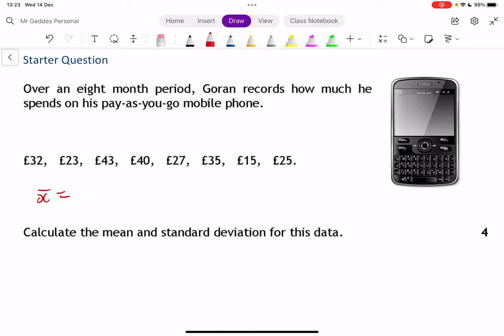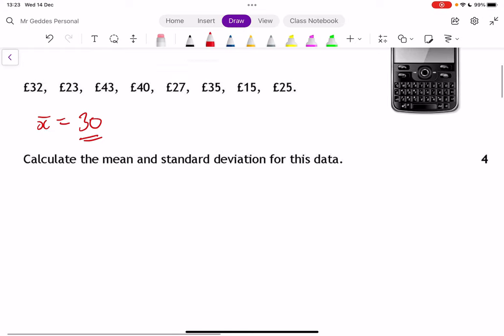So I'm going to do 32 plus 23 plus 43 plus 40 plus 27 plus 35 plus 15 plus 25. And how many are there? Divide by 8. So I'm getting 1 mark for writing down x bar equals 30. If you did that, you'll get 1 mark for it, okay? Add them up, divide by how many there are, okay? Next thing, okay?